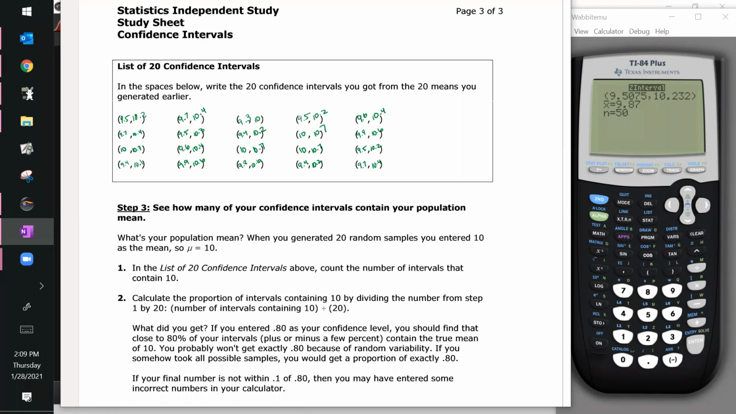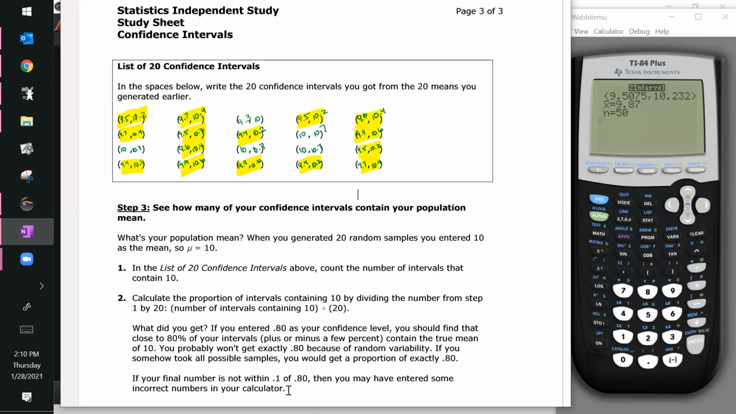So if I go through these, most of them do contain 10. I'm just going to highlight the ones that do. And if 10's on the border, then it's not necessarily included. So I'm just going to go ahead and highlight the ones that do. It's like most of them. Yours should be slightly different, because again, these are random. So that's what I end up with. It's 1, 2, 3, 7, 9, 11, 12, 13, 14, 15 out of 20.